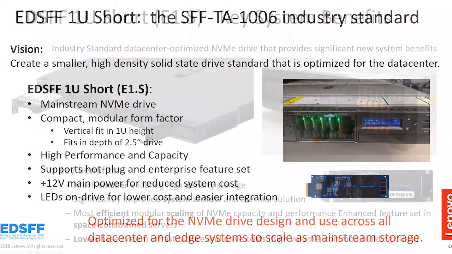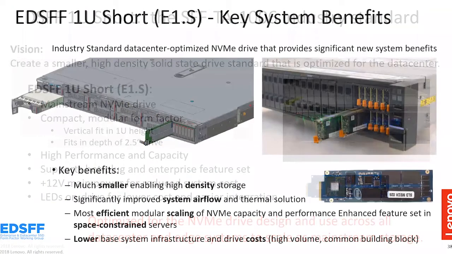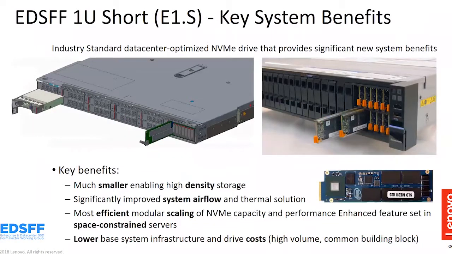Let's see. So I think the next slide here will show a little bit more of the key system benefits. This can go obviously in any of those different servers. They're all based on that 1U, so now you can put it everywhere. So it's a common building block that can go everywhere. It's much smaller, enabling that high density storage. You can fit at least 6 to 8 drives where you can fit 2.5-inch drives, so 3 to 4 times the number of drives. Still, you got that better airflow.